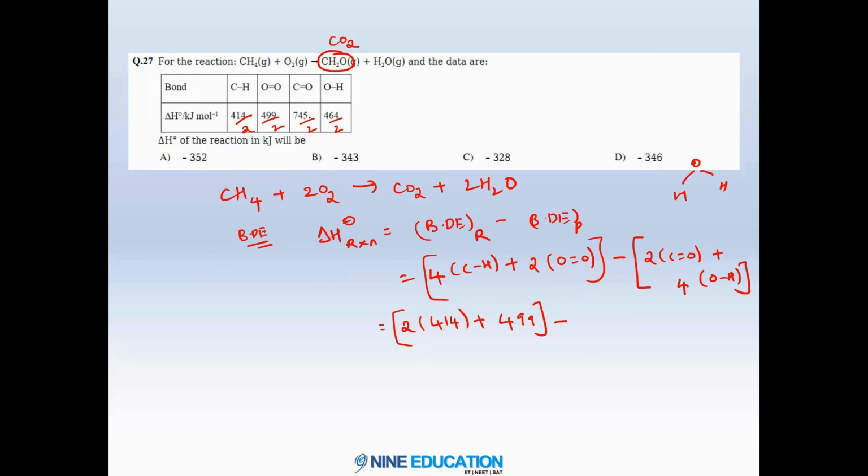So this is the net one, minus. Two times C double bond O is 745. So directly you can write here 745, plus 2 times OH is 464, because this divided by 2 is 1 OH. So 2 times OH is 464, and 4 times here, so 2 times multiplied by 464, right? I suppose if you do this calculation, we shall get the correct answer definitely, which is minus 346 kilojoule. Okay, very good. So that's option D again.